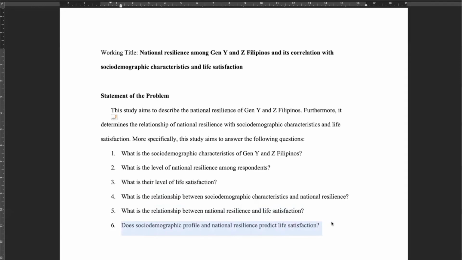And then the last one is a regression question. So when we go to regression, this is how we will answer: do socio-demographic characteristics and national resilience predict life satisfaction? This is more of a multivariate analysis because we're putting all of the variables under socio-demographic characteristics and under national resilience and seeing whether or not that is going to predict the variance of life satisfaction. But that will be for later. For the meantime, we will just be answering 1, 2, and 3.